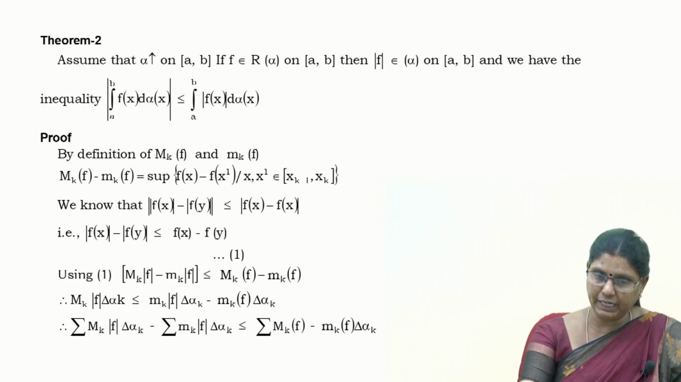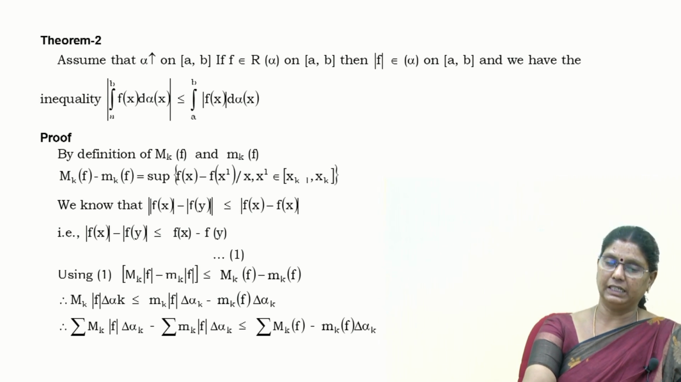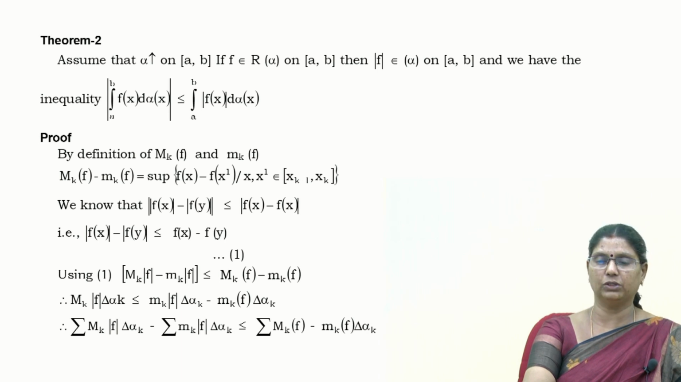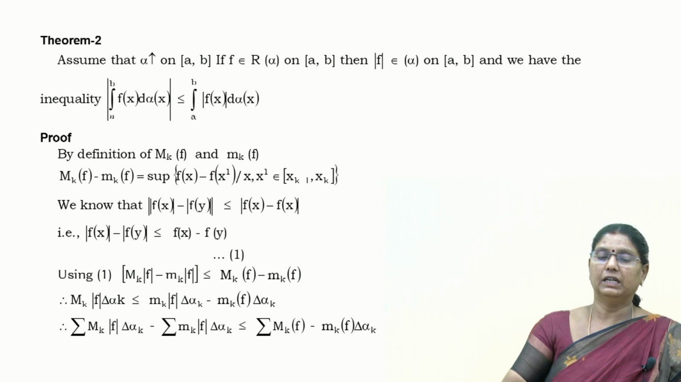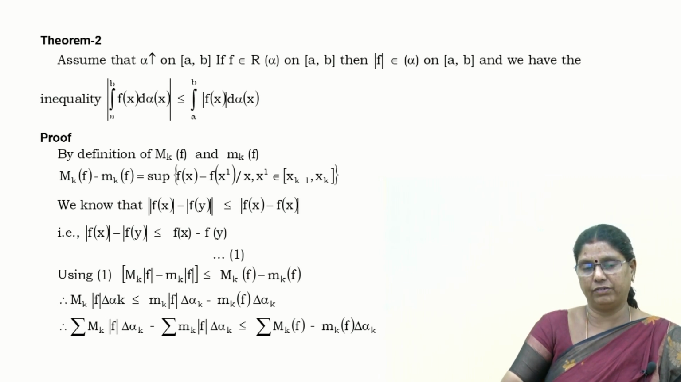Similarly, we can prove here also: alpha is an increasing function on the closed interval [a, b], and if f belongs to R of alpha, then modulus of f belongs to R of alpha on [a, b], and we get the inequality modulus of integral a to b f of x d alpha of x is less than or equal to integral a to b modulus of f of x d alpha of x.